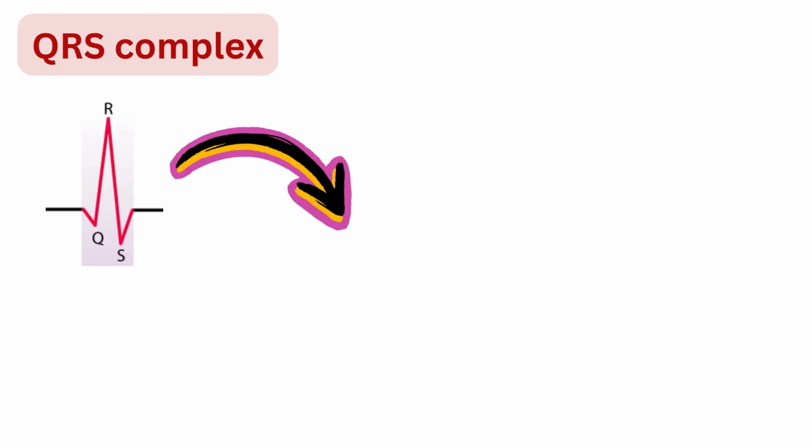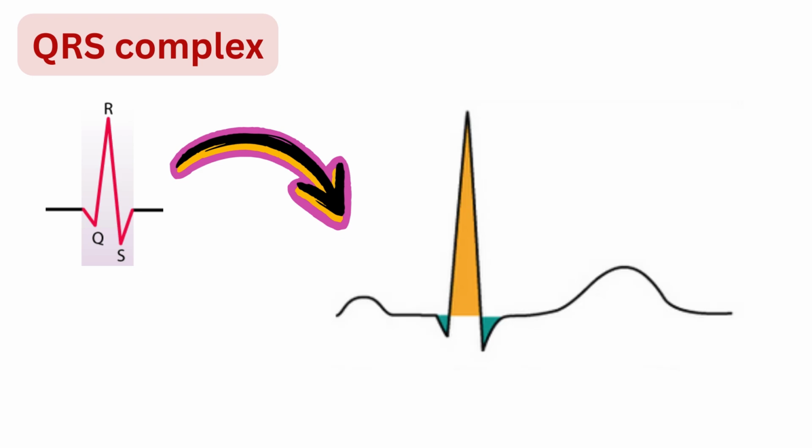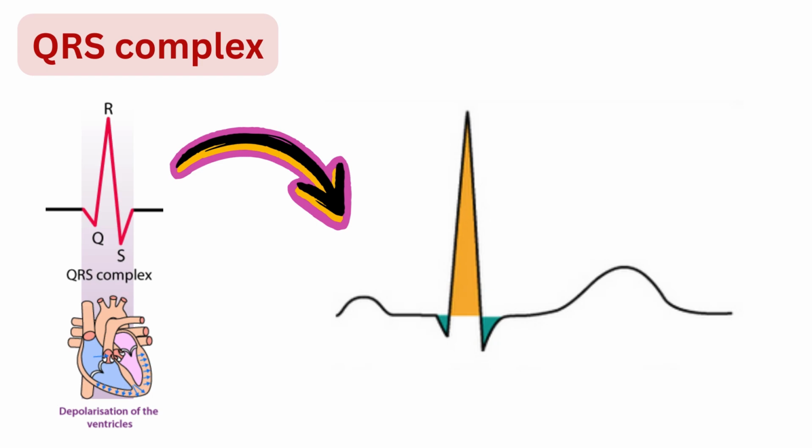Next is the QRS complex. The QRS complex is the major positive deflection on the ECG with a sharp peak. The QRS complex is produced by the depolarization of both ventricles. It is the combination of the Q wave, R wave and S wave.